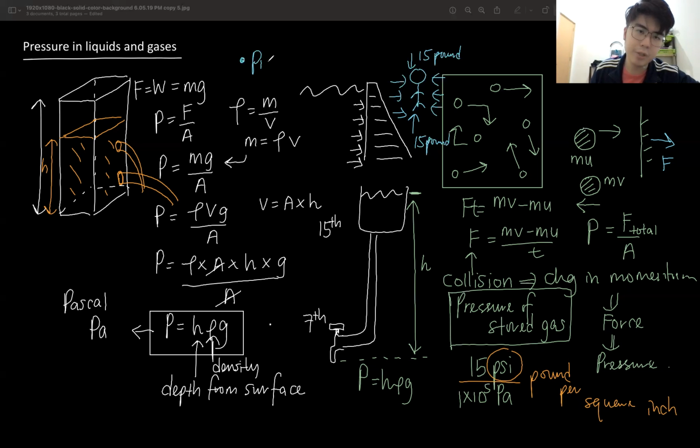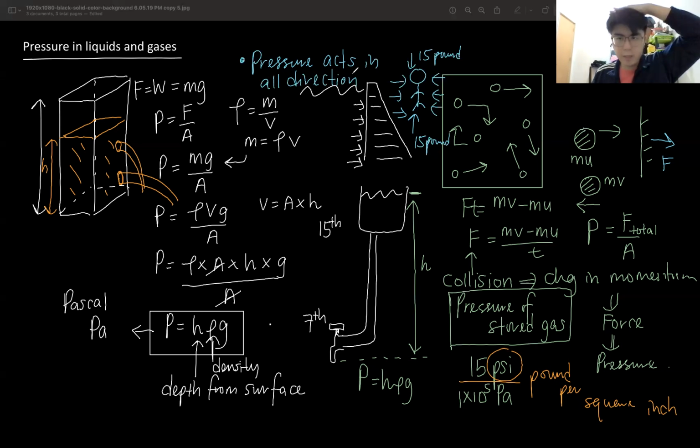That is, the pressure in fluid acts in all directions. Let me write it here. Pressure acts in all directions. So if you have 15 pounds here, bottom, left, right, they all cancel out. They all cancel out, so we don't feel it. We don't feel the pressure. That is the reason why, because the forces are balanced. Okay, but this is one characteristic of the pressure. What is the characteristic? Pressure in fluid acts in all directions.